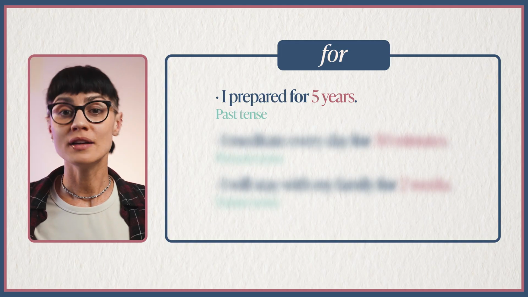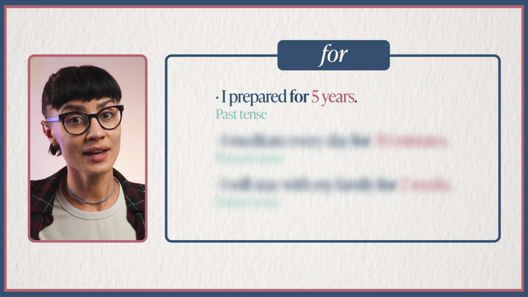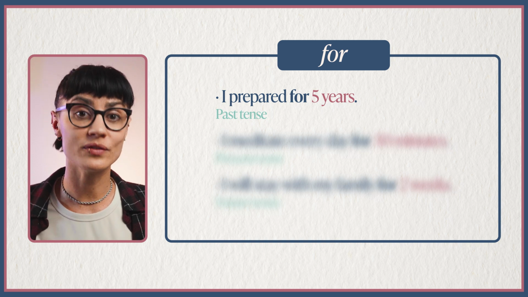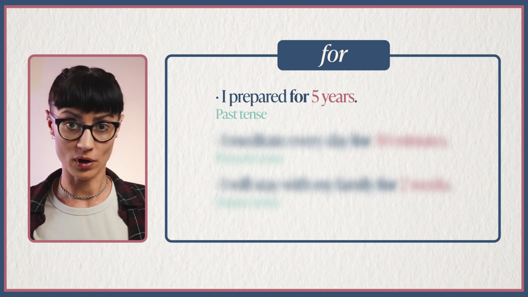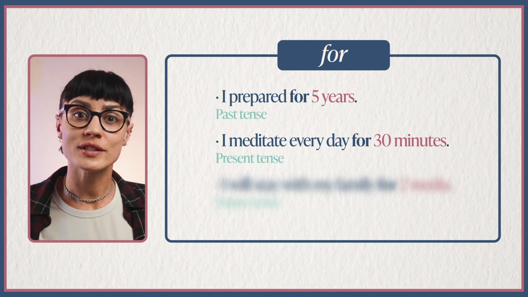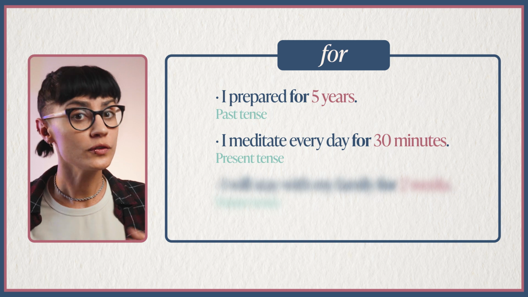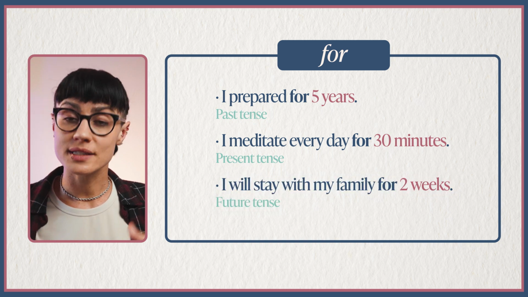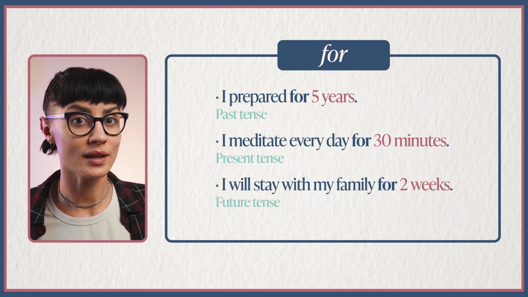For example, in the past, I could say, I prepared for 5 years. In the present, I meditate every day for 30 minutes. Or in the future, I will stay with my family for 2 weeks. Okay, so you get the point. You can really use for with any tense.